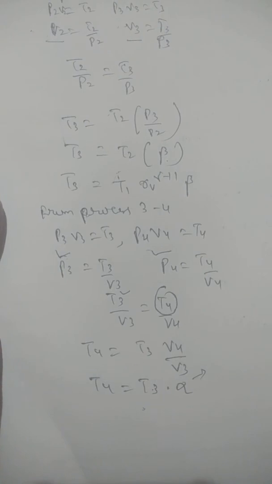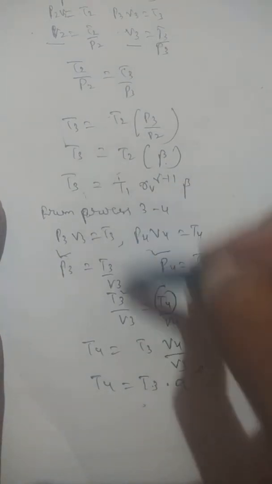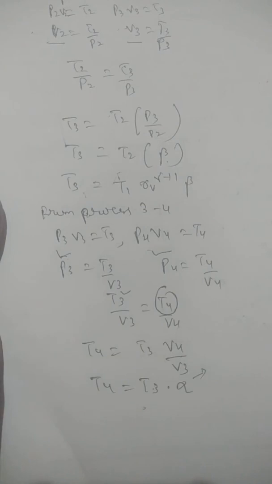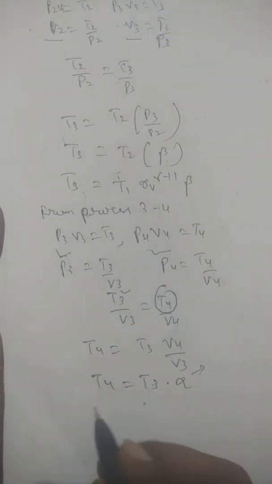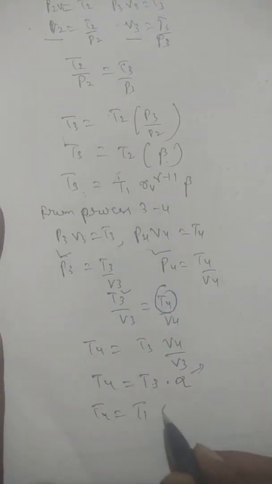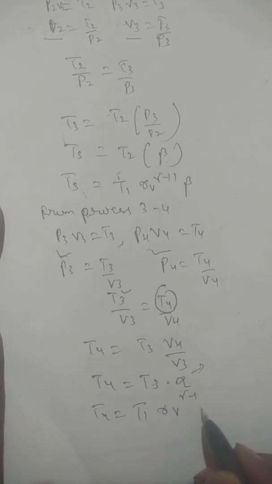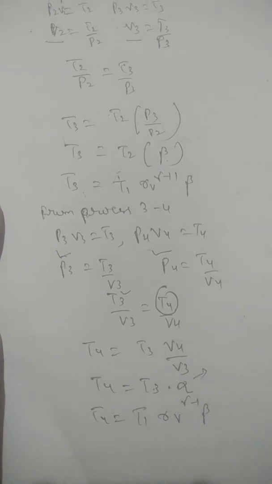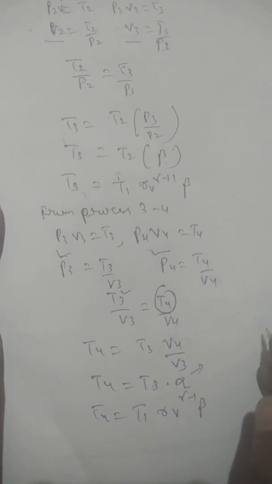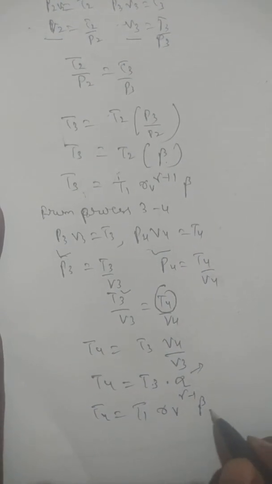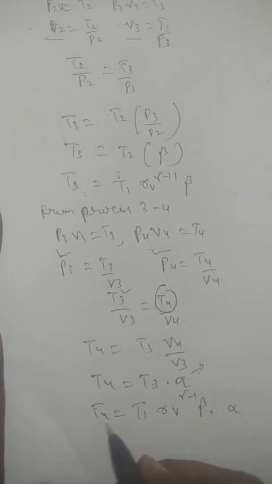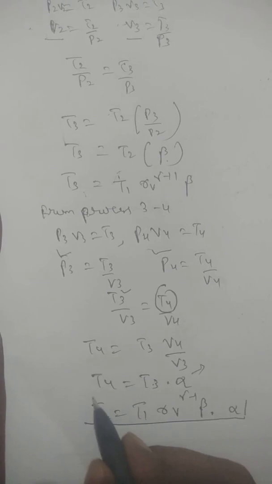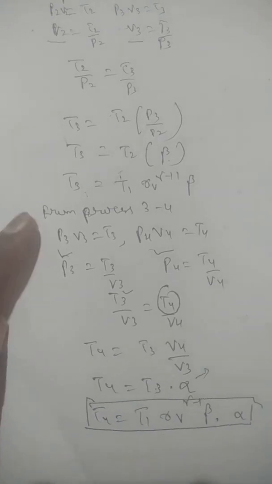Why are we substituting like this from T3 to T4, T4 to T2? We are converting all the equations in terms of only one temperature, that is T1. So T4 is equal to T1 into RV to the power gamma minus 1 into beta and into alpha. Right? This is T4. We have found T2, T3 and T4.